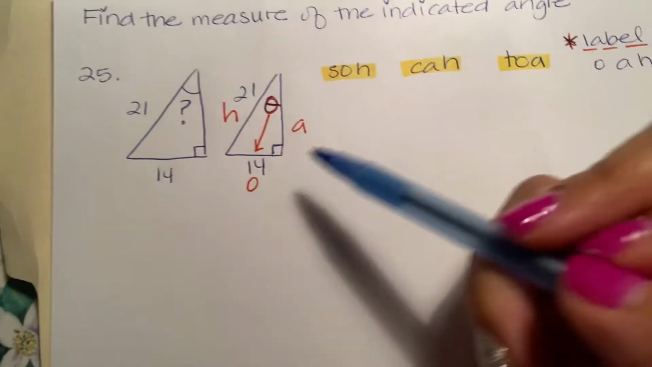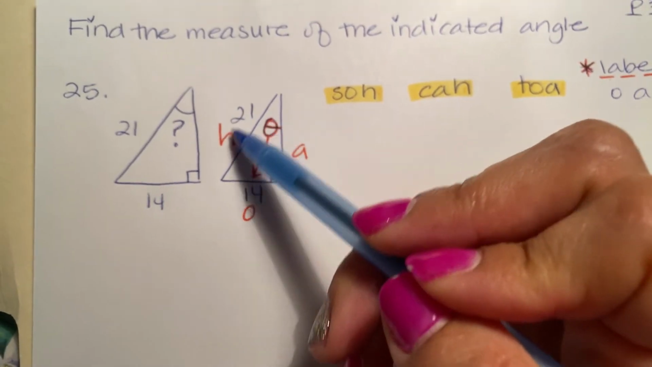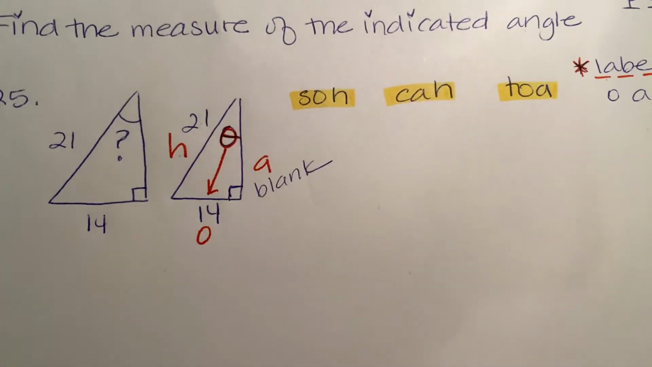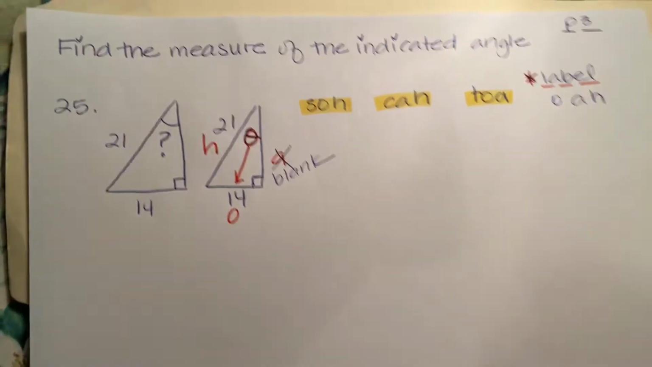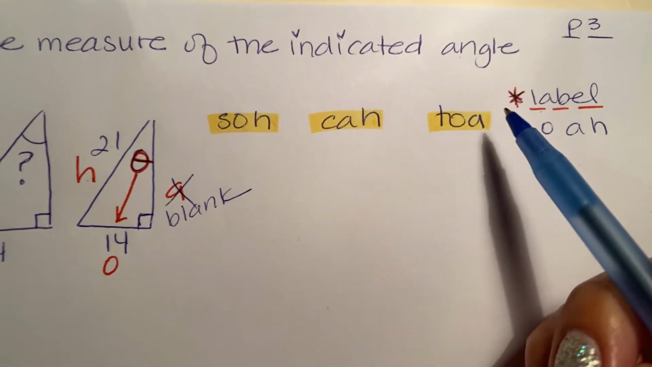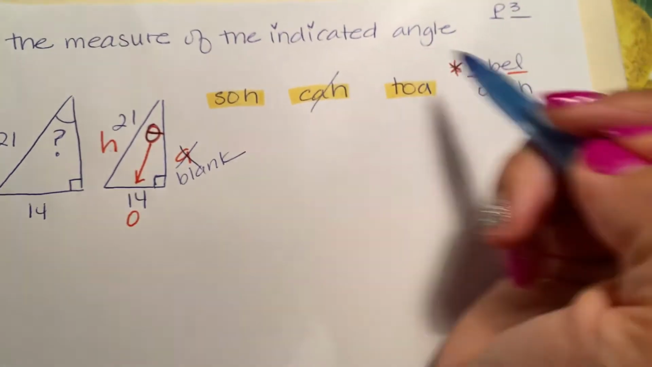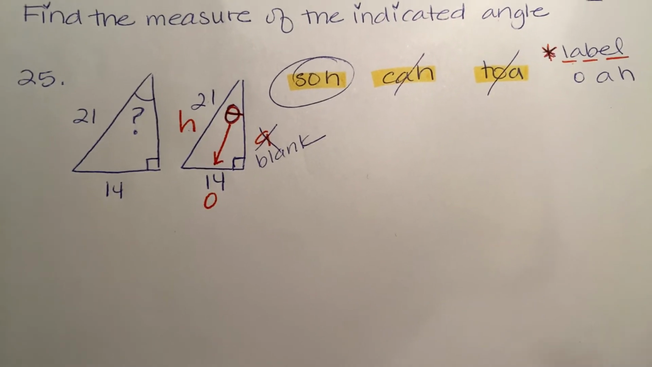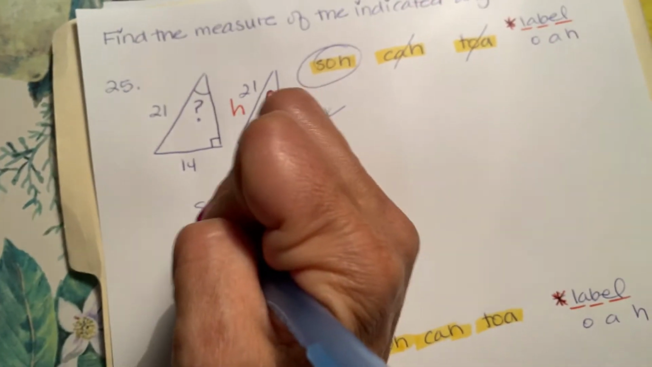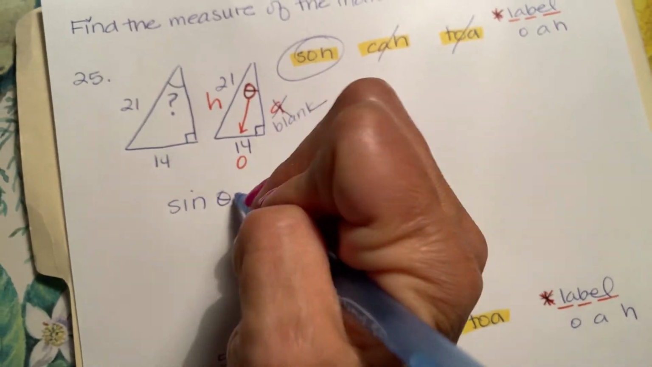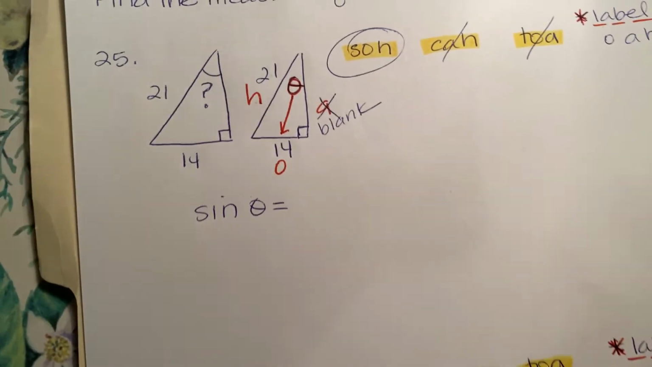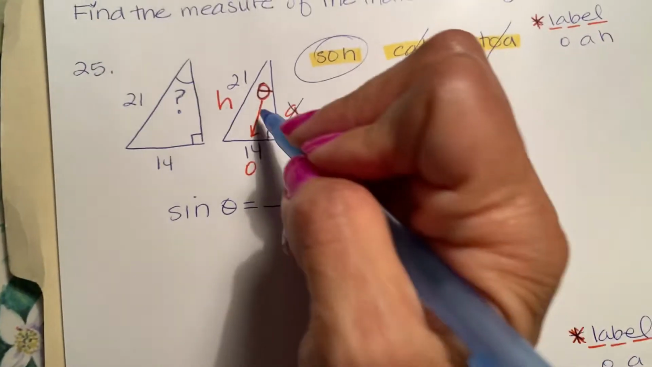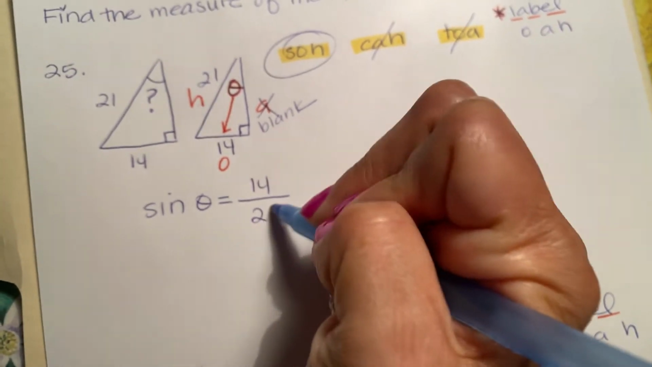Well, 14 for O, 21 for H. I've got nothing for A. It's blank, so you can't use it. Any trig function that uses adjacent is out, and so sine is your winner. So now what do I write? Sine of theta. That's why you shouldn't put a question mark there. Sine of theta is O over H. O is 14, H is 21.